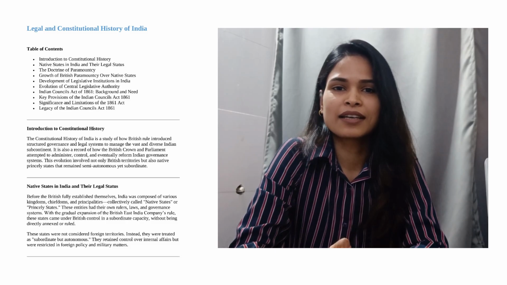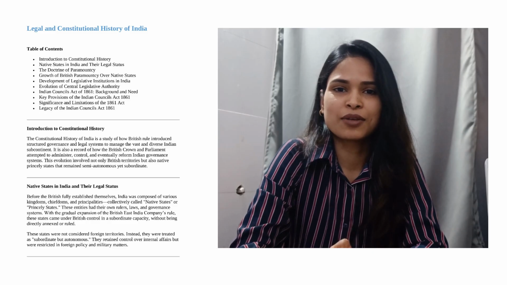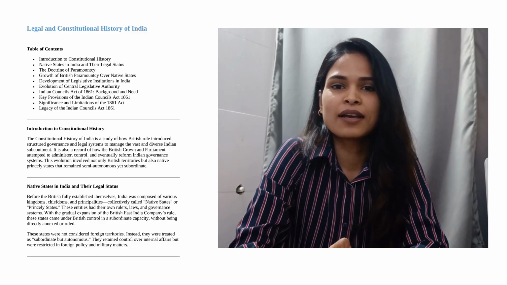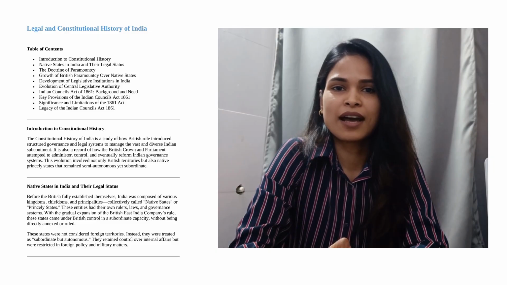Introduction to constitutional history, native states in India and their legal status, the doctrine of paramountcy, growth of British paramountcy over native states, development of legislative institutions in India, evolution of central legislative authority, Indian Councils Act of 1861, background and need, key provisions of the Indian Councils Act 1861, significance and limitations of the 1861 Act, legacy of the Indian Councils Act 1861.